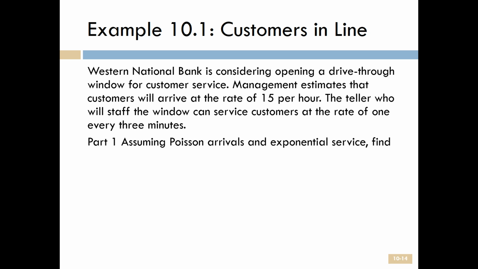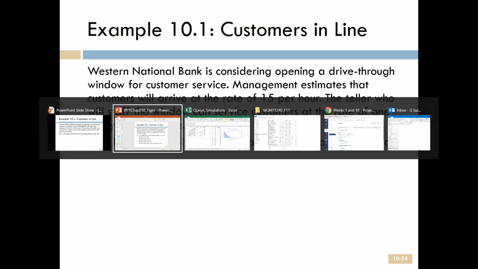And then the teller can process cars or customers at the rate of 20 per hour, or every 3 minutes. So given this 3 minutes, that means I can do 20 per hour. So we're going to assume that all of our times are exponential. So let's go ahead and calculate our numbers.